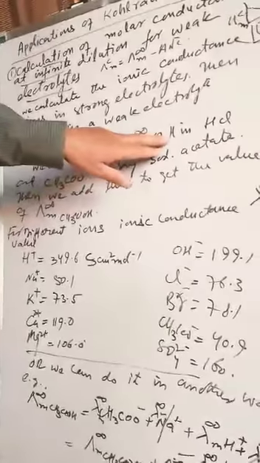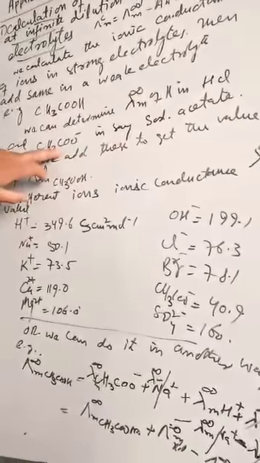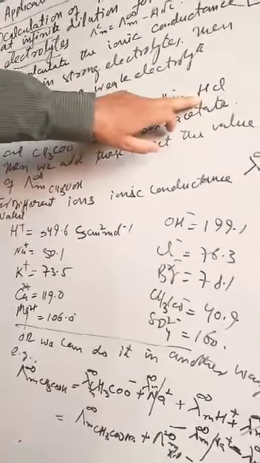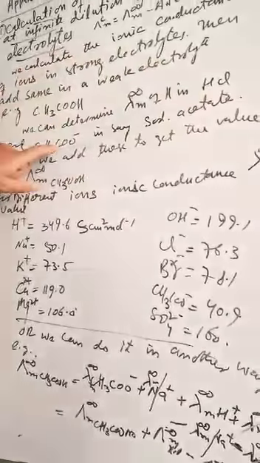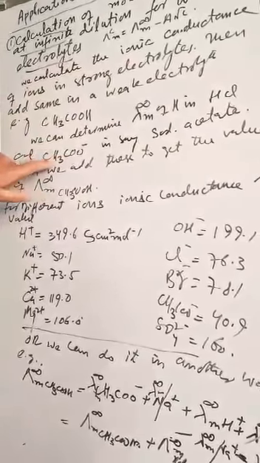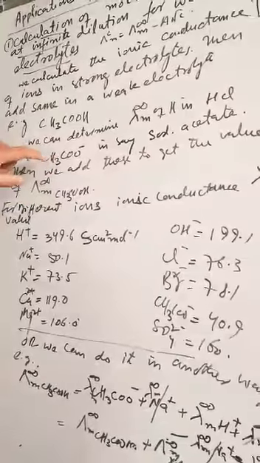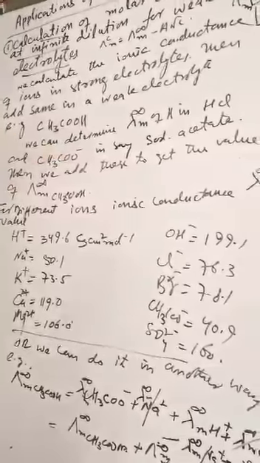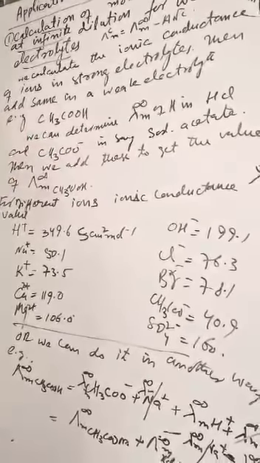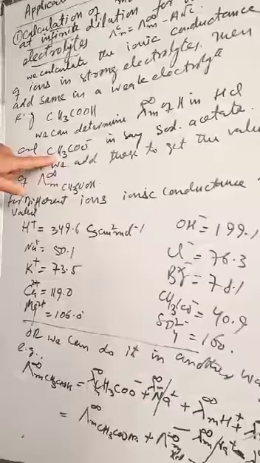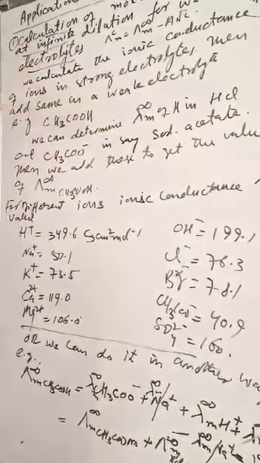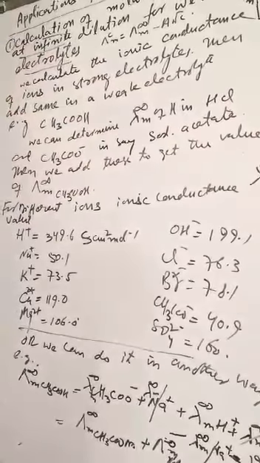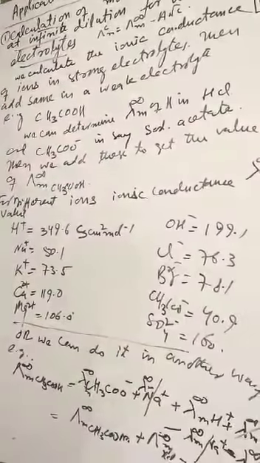For example, hydrogen is present in acetic acid, as well as in HCl. So we calculate its value at infinite dilution in HCl and substitute that value in acetic acid. Similarly, for the acetate ion CH3COO, we calculate it elsewhere. For example, we have sodium acetate and potassium acetate, we calculate its value there, and we add the values for the acetate ion and H in HCl to get the value of molar conductance at infinite dilution for acetic acid.